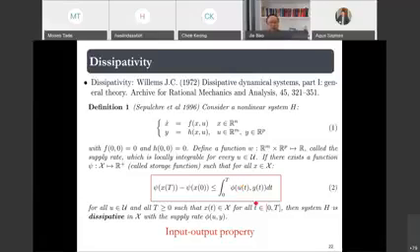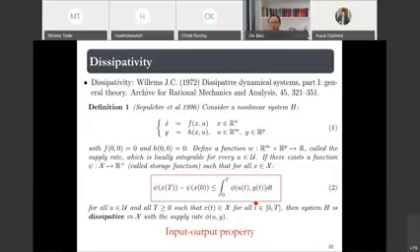Now, equation number 2 basically says that we are defining an input-output property of a system, in such a way that it describes how its Lyapunov function is affected by its input and output.